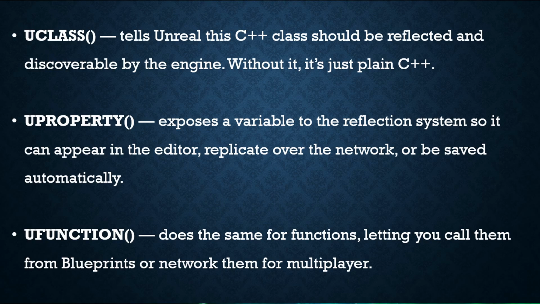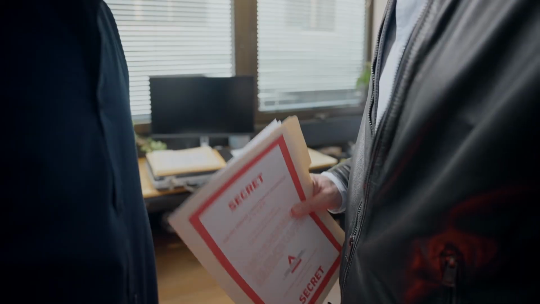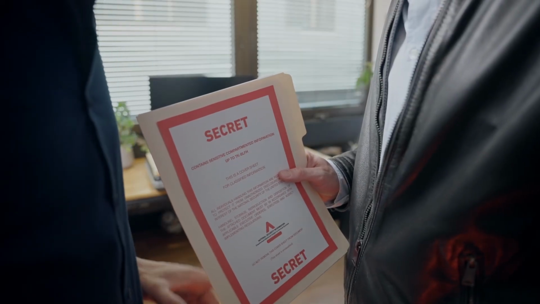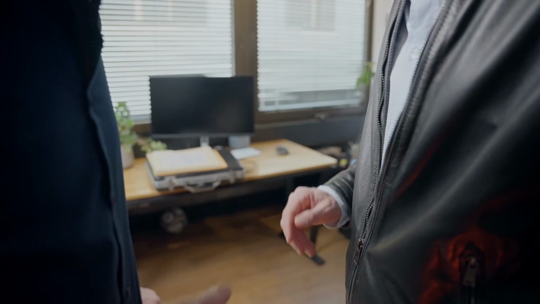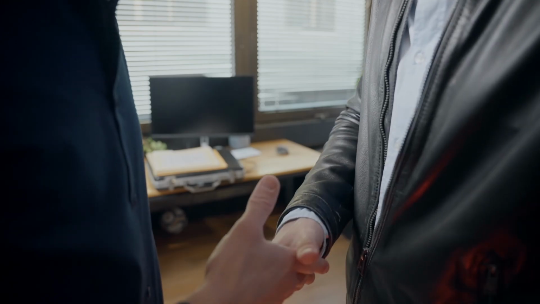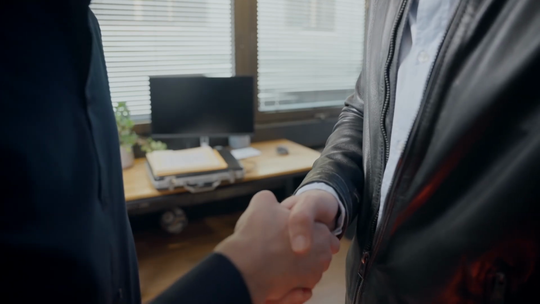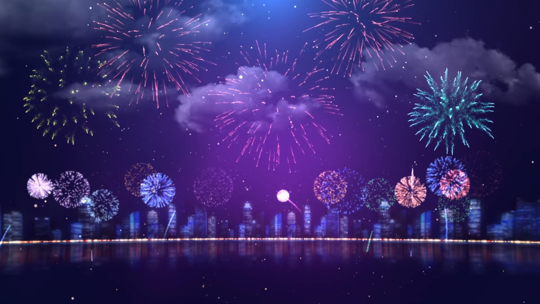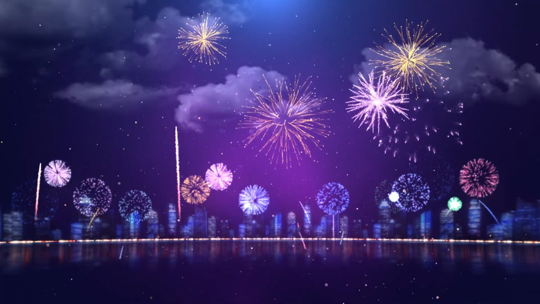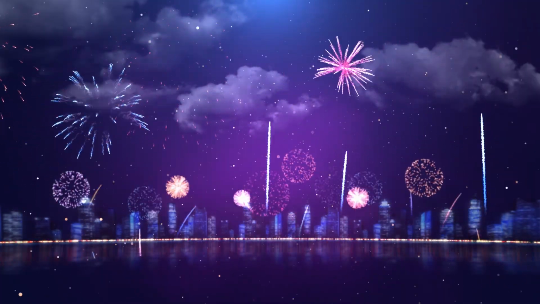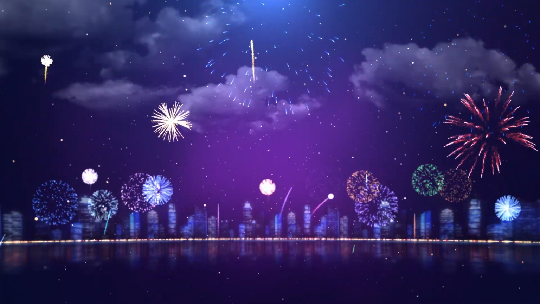Together, these macros are what let Unreal's editor, garbage collection, and blueprint systems see your code. So to sum it up, macros are the secret handshake between C++ code and Unreal Engine's systems. Master them, and you'll unlock everything from editor customization to full blueprint integration. And there you have it. The 10 tips and bonus for Unreal Engine using C++.